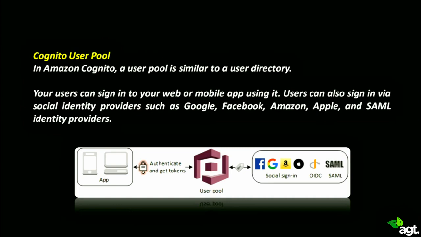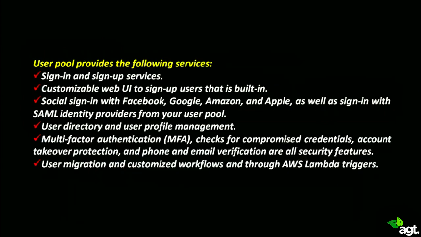So what about the Cognito user pool? In Amazon Cognito, a user pool is similar to a user directory. Your users can sign into your web or mobile app using it. Users can also sign in via social identity providers such as Google, Facebook, Amazon, Apple, and SAML identity providers. So this is a sample model. And user pool provides the following services.